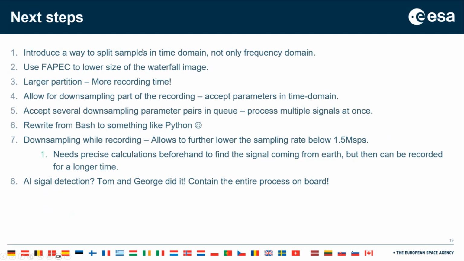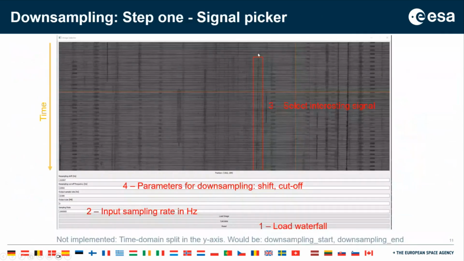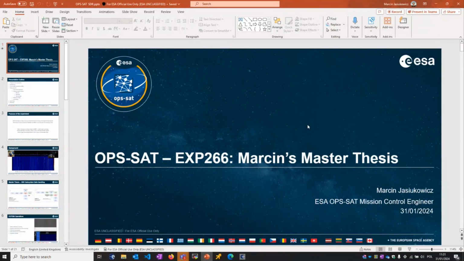What I have not implemented is splitting the samples in the time domain. By time domain, I mean that when you select the square in the program, I only take into account the horizontal parameters, so the frequency parameters, where the signal is located, but I'm not taking into account the parameters on the vertical axis. So the next improvement would be to add when the signal starts and when the signal stops. For example, in the case of this signal, I could just ignore all the samples before and all the samples after. And this would introduce even more memory savings.